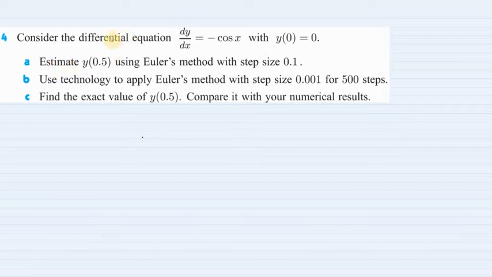So consider the differential equation dy over dx equals negative cos x with y(0) equal to 0. For A, estimate y(0.5) using the Euler method with step size 0.1. For this question we will use Microsoft Excel, or you can use Google Sheets, that's the same thing.